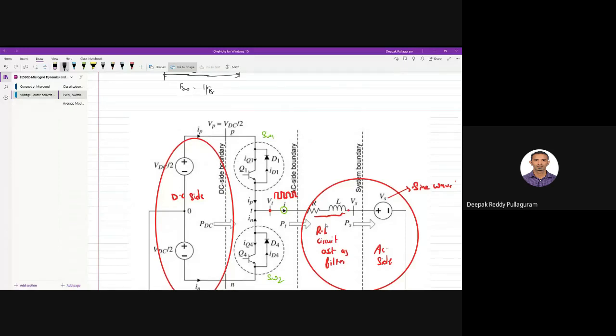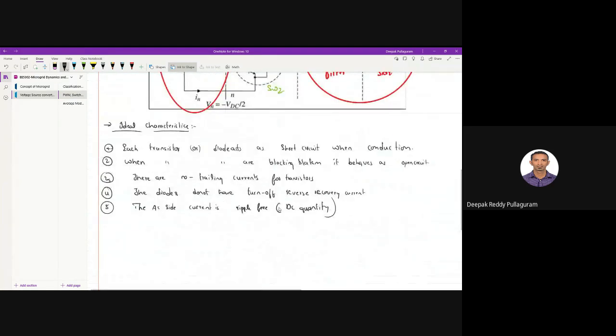Maybe there might be a very minute change, but as an assumption we are taking it as constant, ideally ripple free and DC. So these are ideal conditions, assumptions, which we take to plot the ideal characteristics. Later we'll go with the practical, non-ideal characteristics.